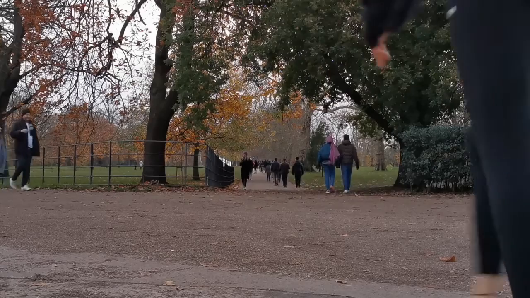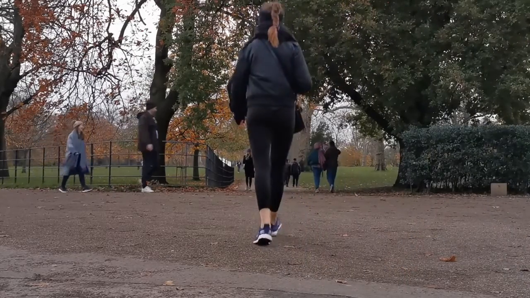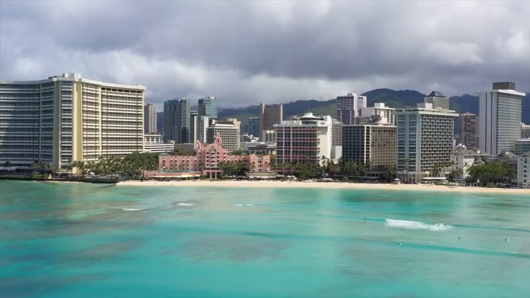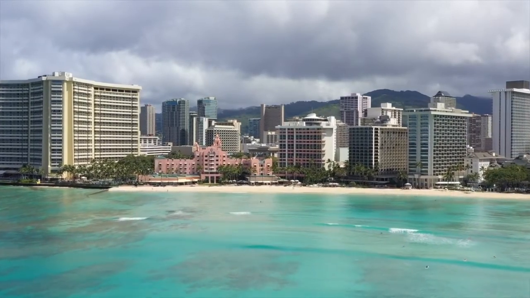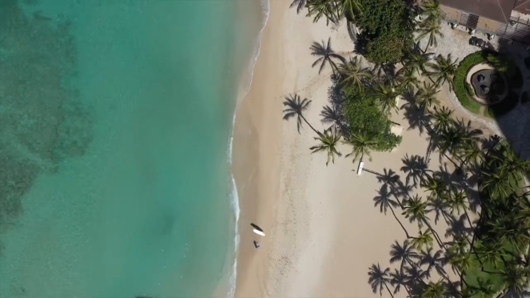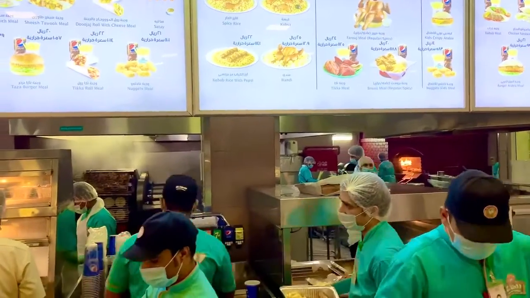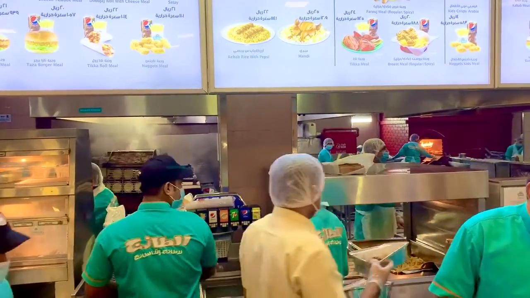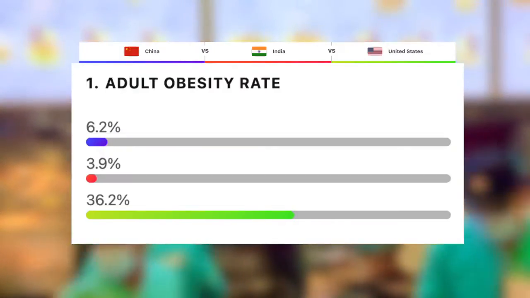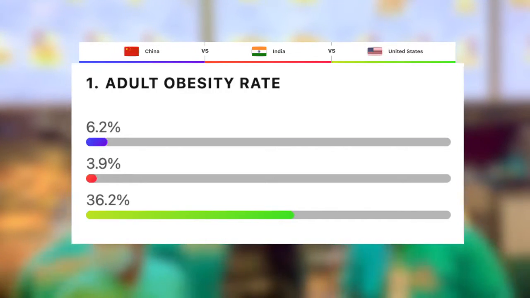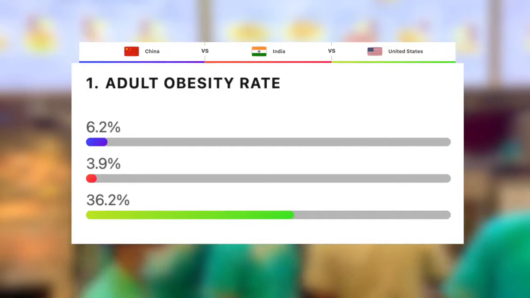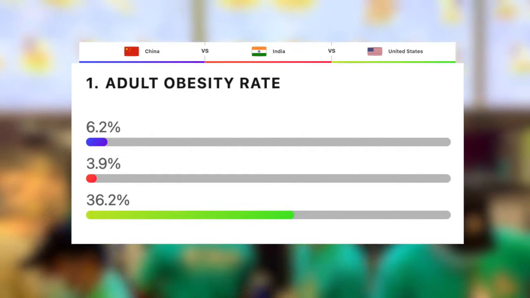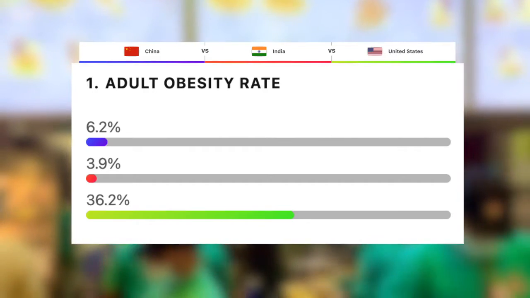And finally, let's finish off this battle by looking at the quality of life for these three countries. Of course, there are many different factors which determine the quality of living in a country, but for this video, we'll just choose three. The first one will make your jaw drop. Let's look at the percentage of the population that are classed as obese. The lower here, the better of course. So India wins this one with 3.9%, followed by China with 6.2%, and then, remarkably, the US with 36.2%, meaning that over a third of adults are classed as obese in the US.